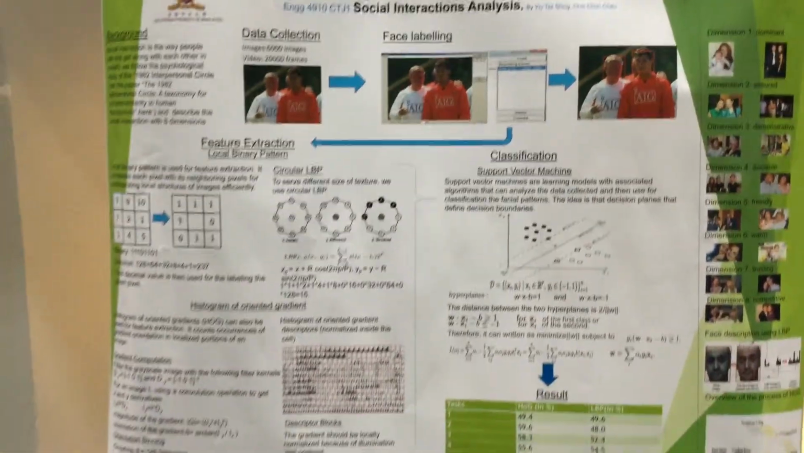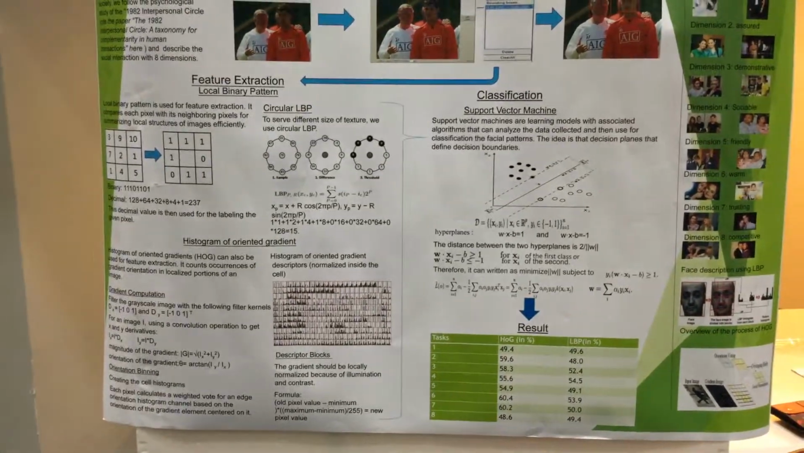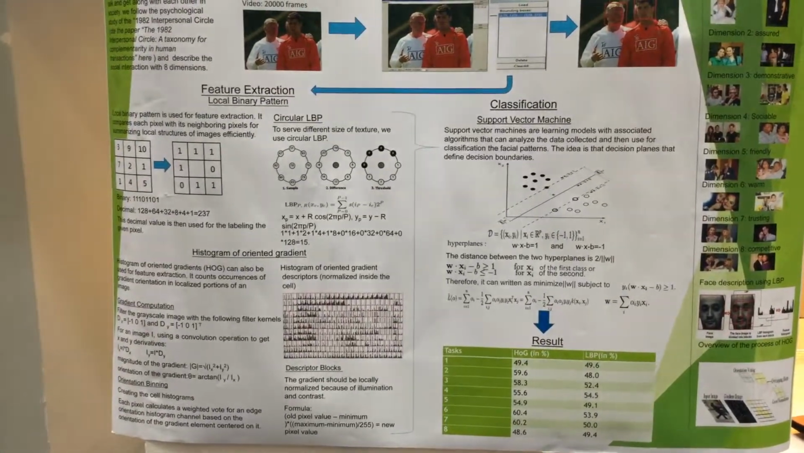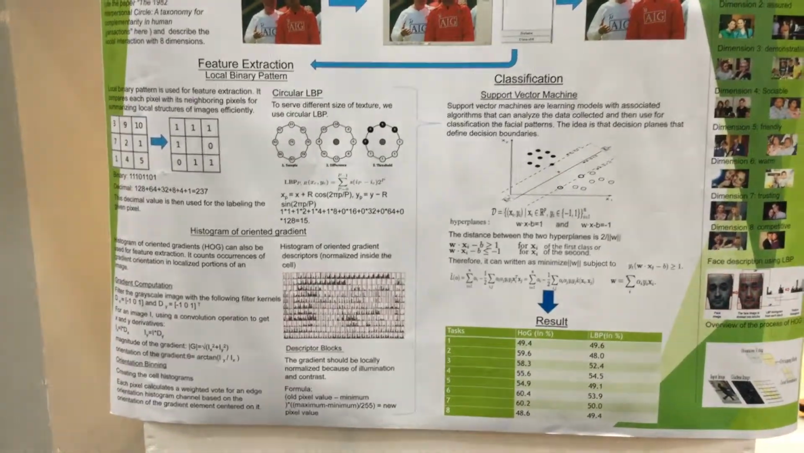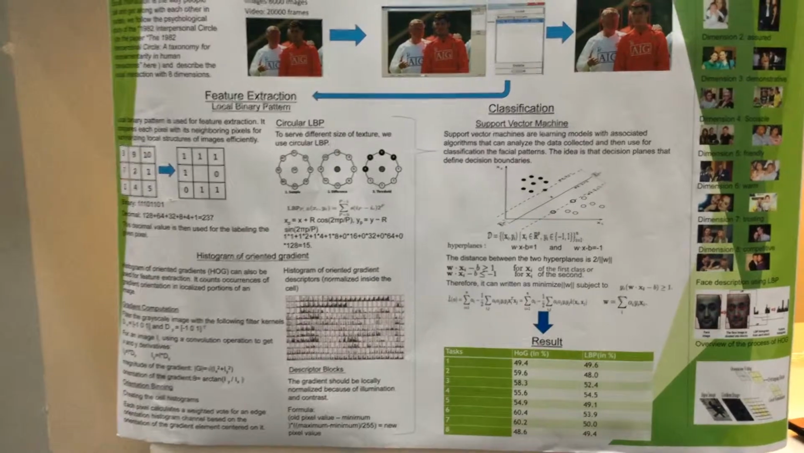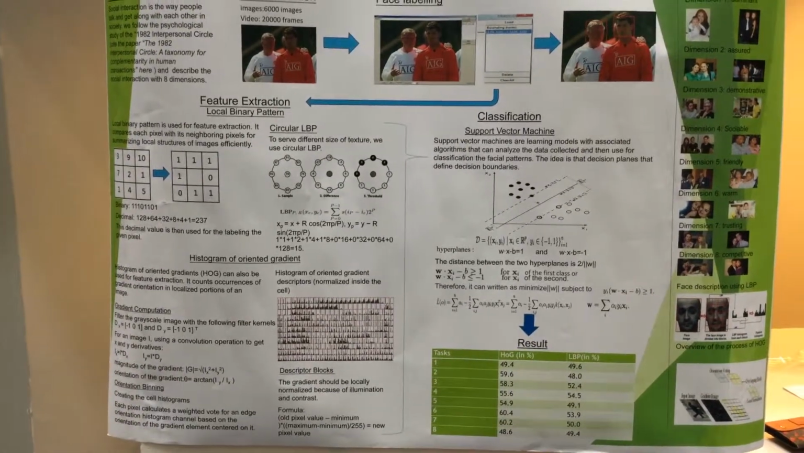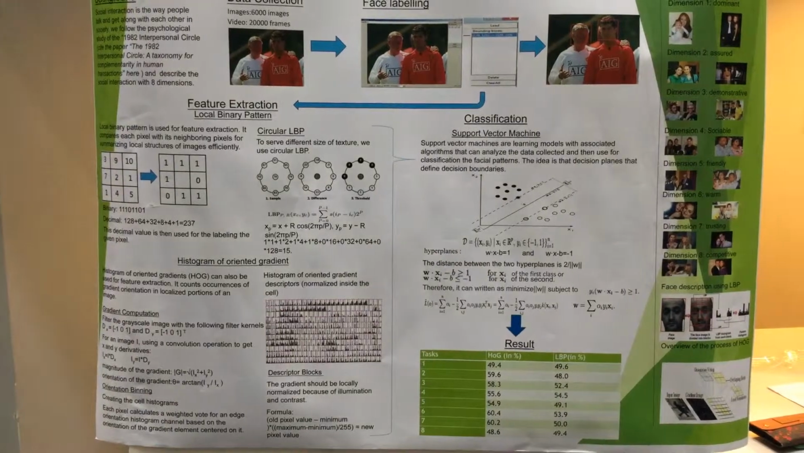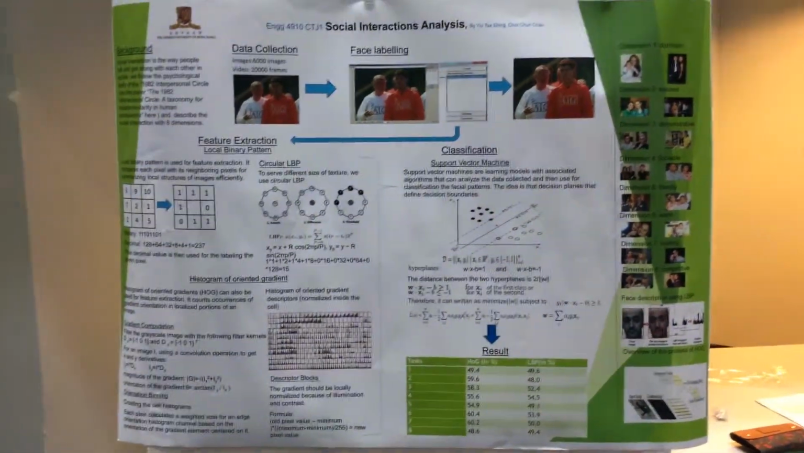Then we do the face labeling. We use a tool to mark the faces, and the coordinates of the 2 boxes are automatically saved in a file. Then we use the image and the coordinates to run a MATLAB program. The result shows that the 2 boxes are marked around the faces.